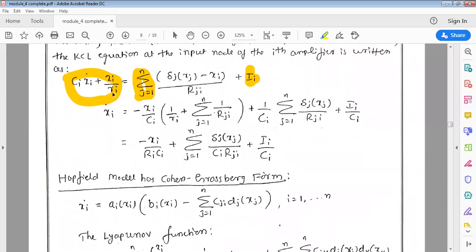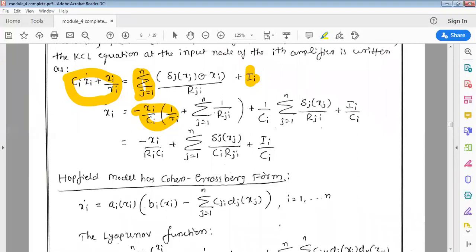Send Xi by Ri to this side and divide by Ci. So it will become minus Xi by Ri into Ci. Look at this component: minus Xi by Ri into Ci, plus summation j equal to 1 to n of 1 by Rji, written as it is, plus 1 by Ci into summation j equal to 1 to n of delta of xj by Rji. This itself I am dividing by Cj, and what remains finally is Ii by Ci.